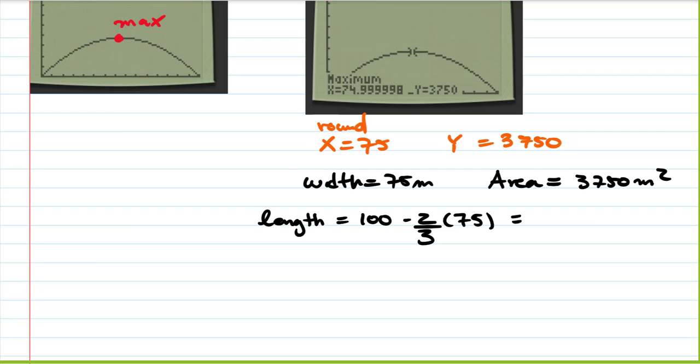And we can type that into our calculator, or note 3 goes into 75 25 times. 2 times 25 is going to give us 50. So 100 take away 50 gives us 50 meters. So the width would be 75 meters and the length would be 50.